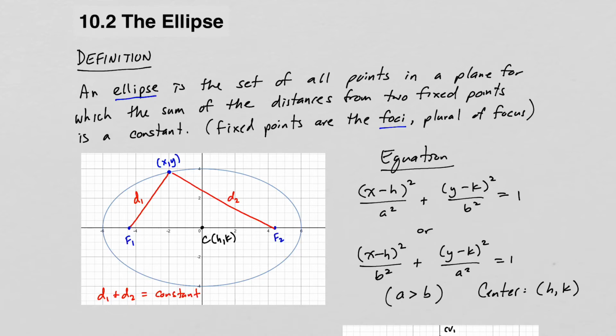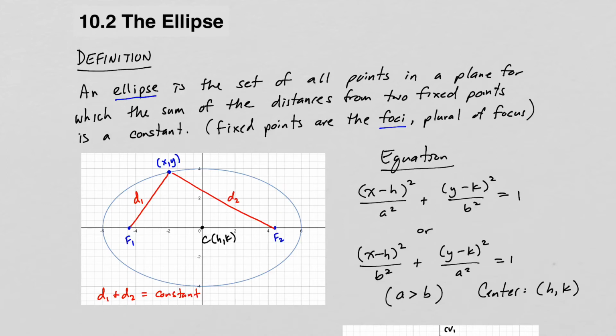But the main idea is that if you pick a point on the ellipse, and you take the distance from that point to one of the foci, and the distance from that point to the other focus, when you add those two distances together, you will always get a constant. You will always get the same thing, no matter what point you pick on the ellipse. That's the key point to make. So if I pick a point over here, the distance to this focus plus the distance to this focus will always be the same. Okay?